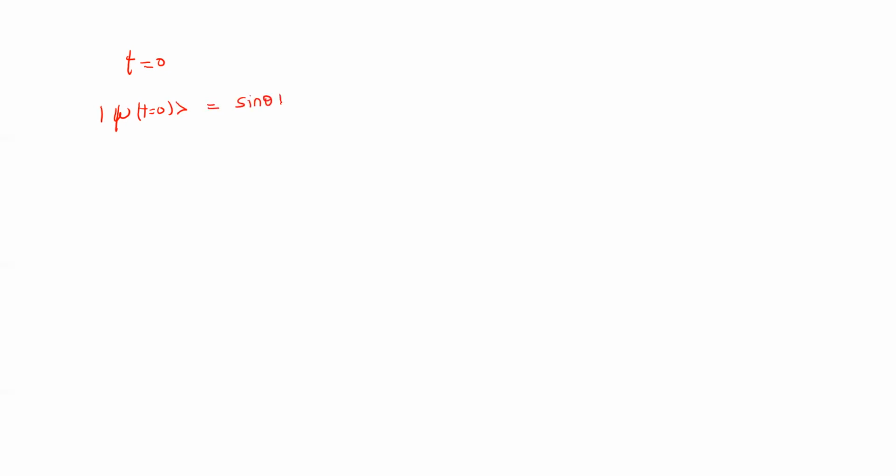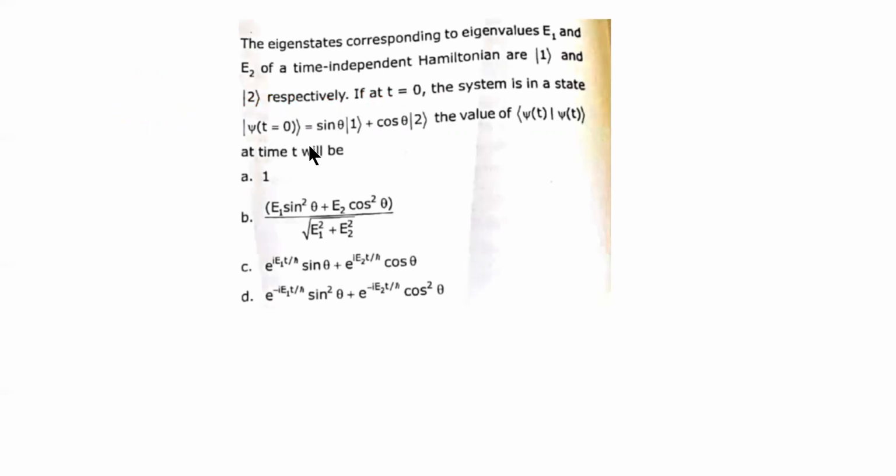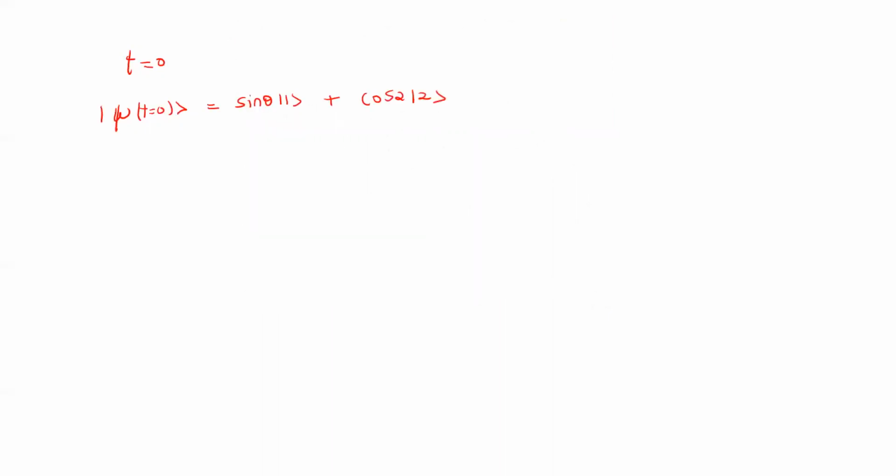sin theta |1> plus cos theta |2>. Now, this is what is given to us. To find the value at a time t, we have to include the time dependence. We have to include the time dependence to both the wave functions. The time dependent term is the exponential term. So, we'll include the time dependence.